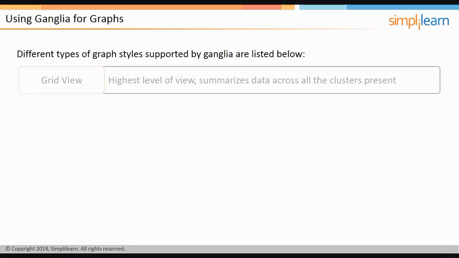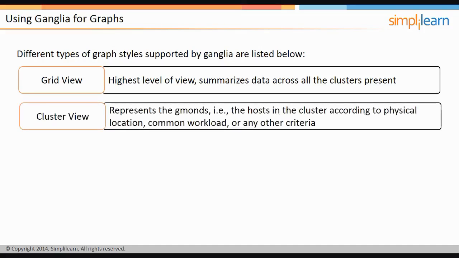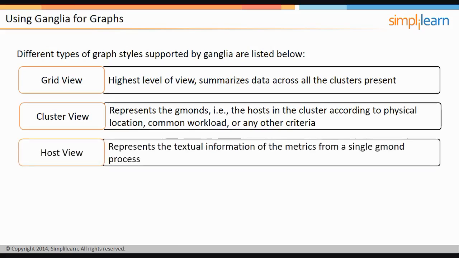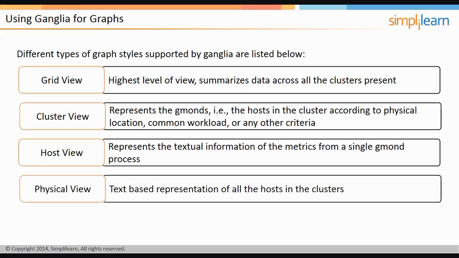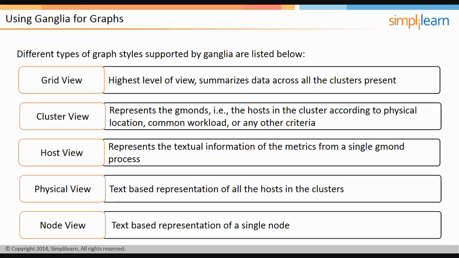Let us start with Grid View. It is the highest level of view. Grid graphs summarize data across all the clusters present. Next there is Cluster View. It represents the Gmonds, that is, the hosts in the cluster, according to physical location, common workload, or any other criteria. Host View represents the textual information of the metrics from a single Gmond process. Physical View is a text-based representation of all the hosts in the clusters. Node View is a text-based representation of a single node.